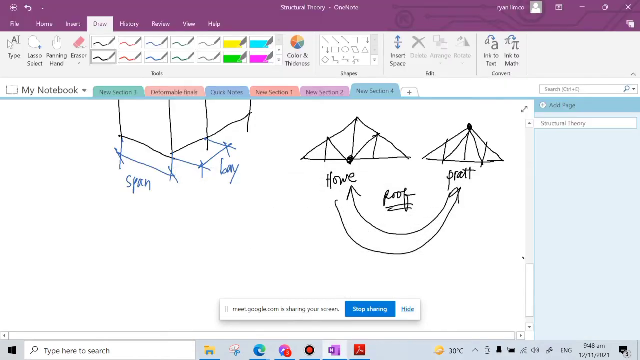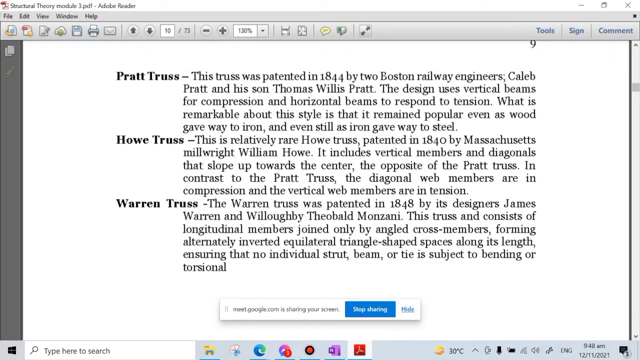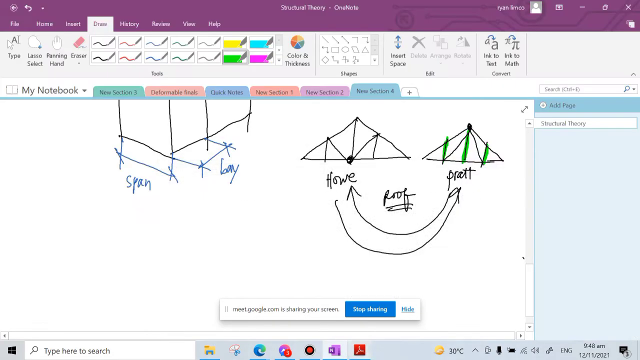Yung mga vertical, ang diagonal, yung horizontal nyo na. Itong mga vertical, sinasabi doon that all the vertical responds compression. Compression sila. Tapos itong mga diagonals na to, they are tension. Tension to, tension yun, this is tension, tension din.